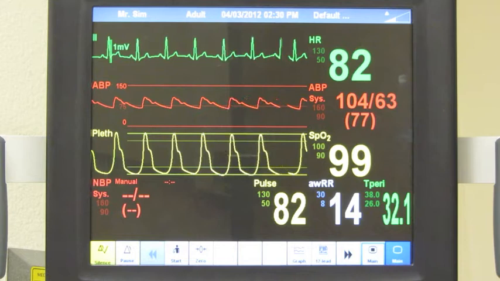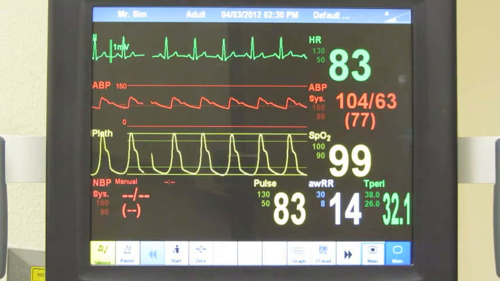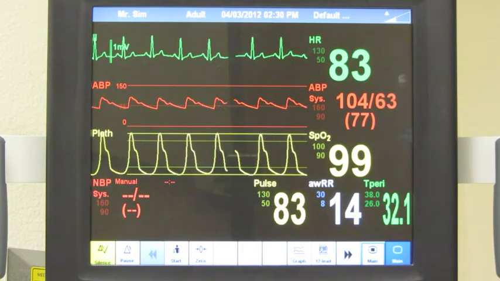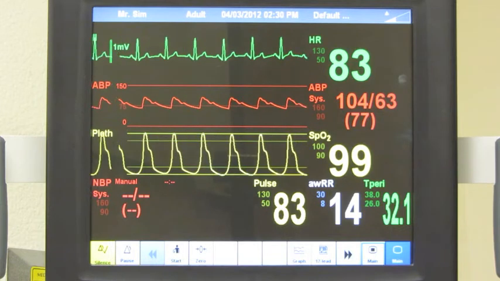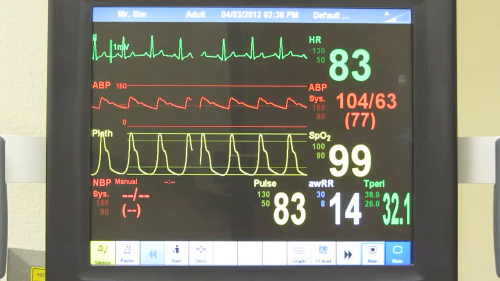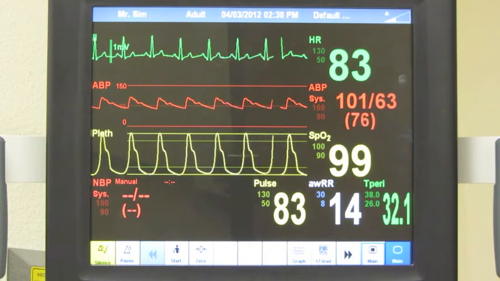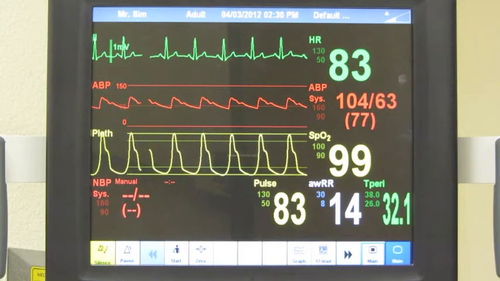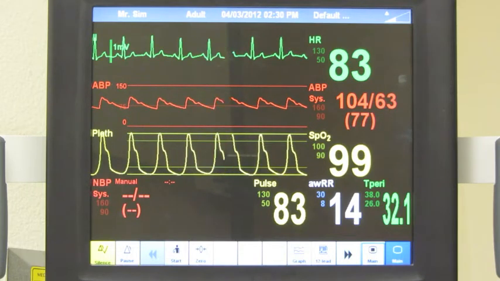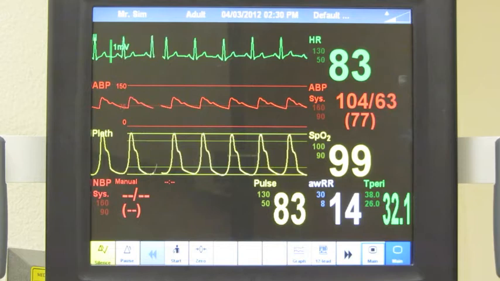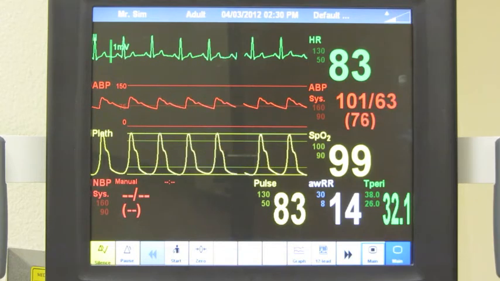There are other numbers up there at this point. We're looking at pulse numbers and body temperatures. We're not using those as part of the scenario at this point. We're now going to discuss some of the various scenarios that you were exposed to during this simulation lab.